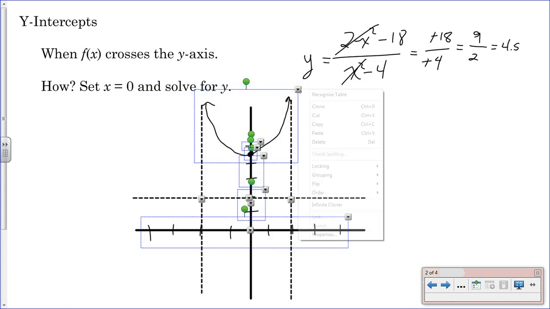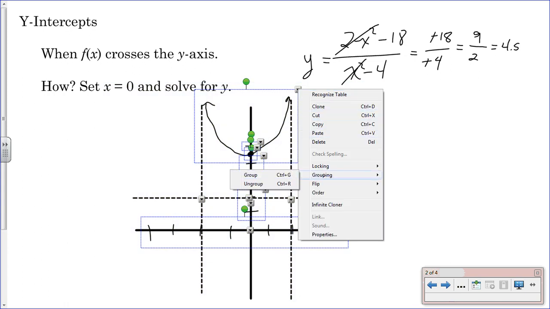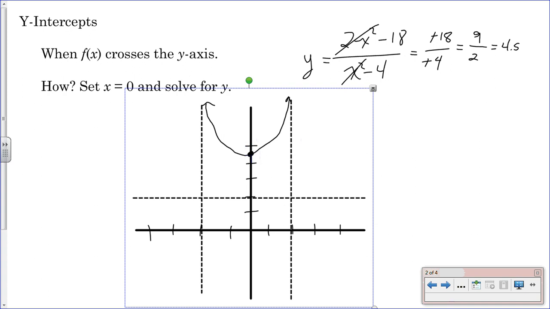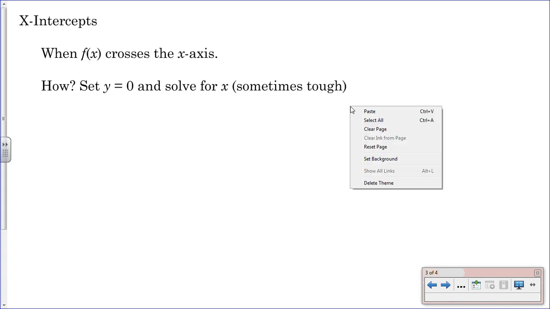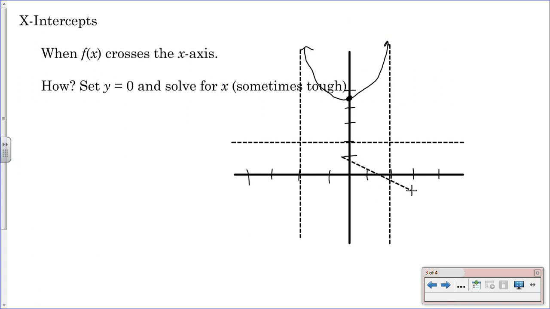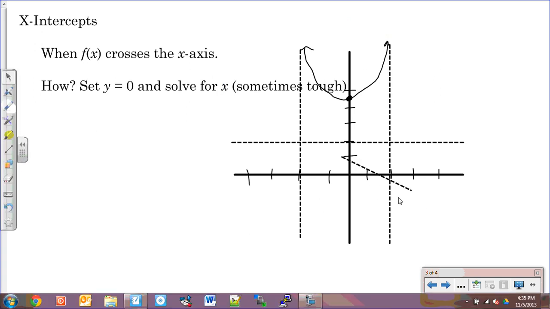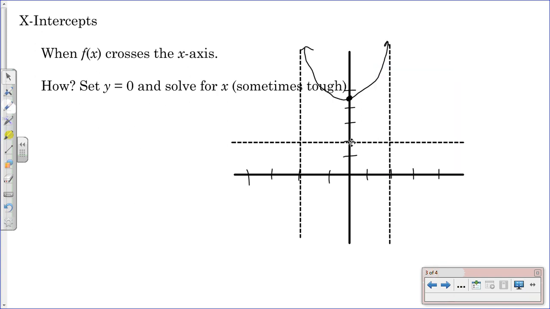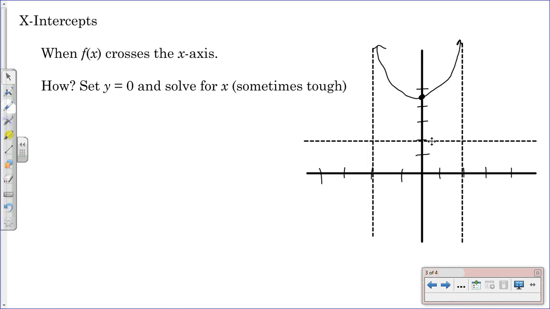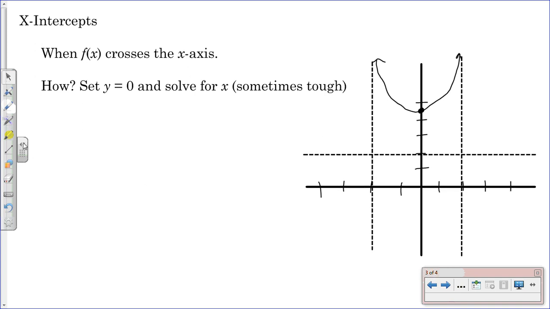I'm going to group this and copy it to the next page. Next page. So let's go ahead and paste it. All right, that's not what I wanted to do. Let's get rid of that. I just wanted to move the whole thing over.